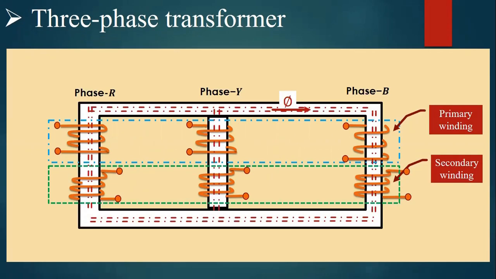Next, three phase transformer. In three phase transformer, the design of core is a little bit different. Three phase transformer is also similar to single phase, but instead of single phase supply, we will give three phase supply, that is phase R, phase Y and phase B. Here also we will have primary winding and secondary winding.